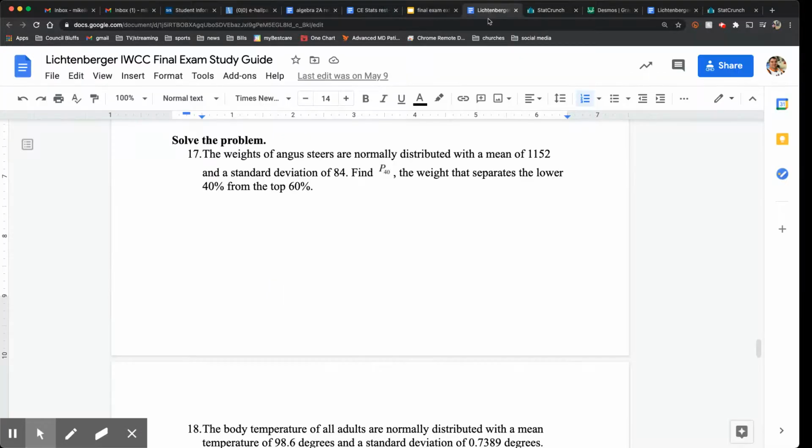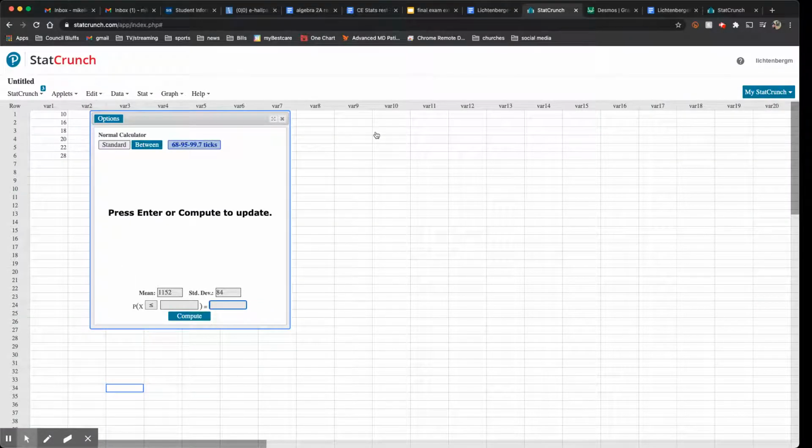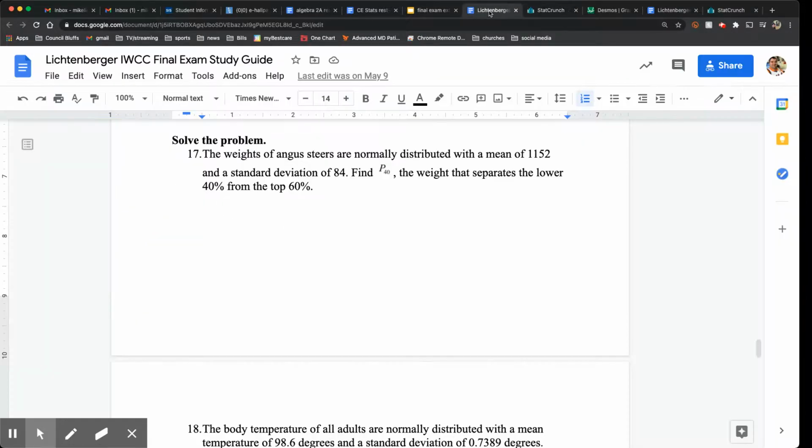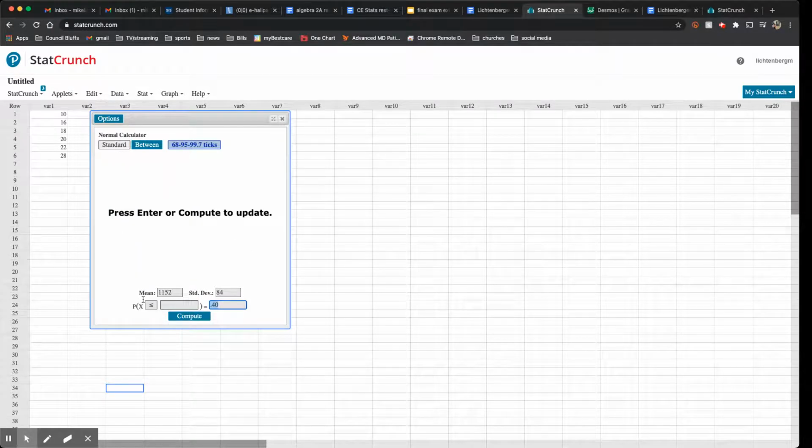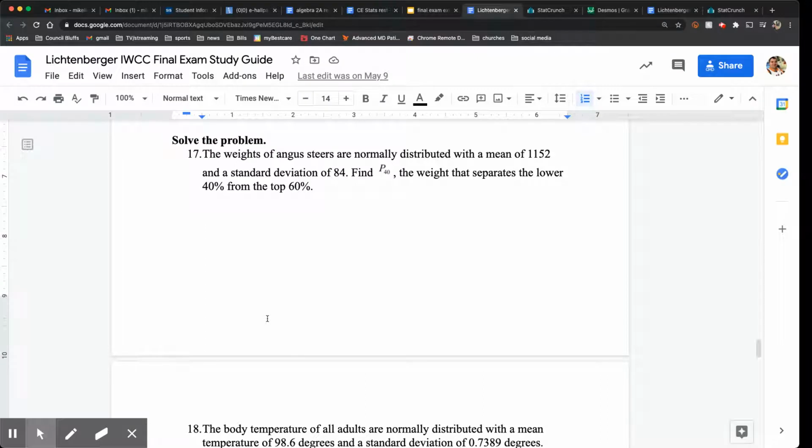Now it turns out there's actually 2 ways we can do this. Because notice it says the weight that separates the lower 40 from the top 60%. So if I choose to use 40%, then it's going to be the lower 40. So I'm going to make this less than, I'm going to make this 0.40 or 0.4, and I'm going to get an answer. The answer is 1,131 pounds.